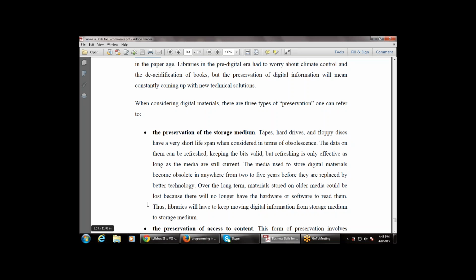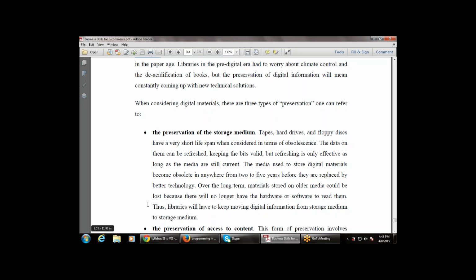So media that is used to store digital material becomes obsolete in anywhere from 2 to 5 years. Yeah, this is correct. This is a valid point. Whenever I use the hard drive or the magnetic tape, that becomes outdated within 2 to 5 years.